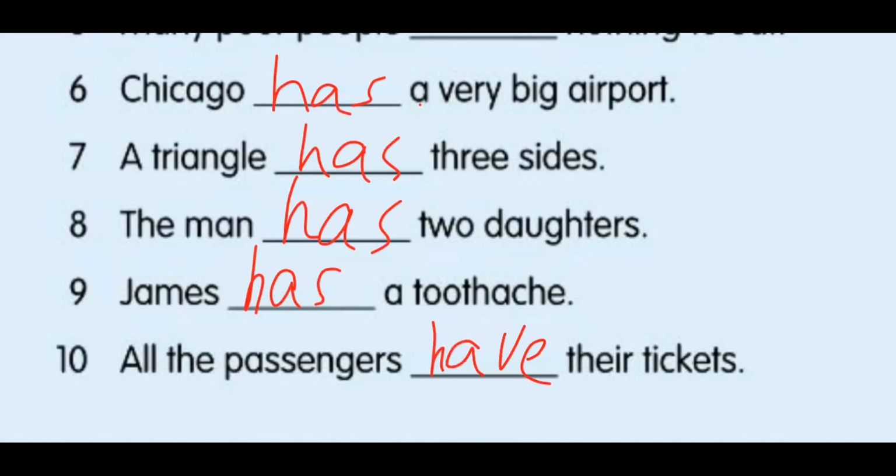Yes, read out. Read out the Chicago sentence. Chicago has a big airport. A triangle has 3 sides. The man has 2 daughters. James has a toothache. All the passengers have their tickets. Yes, I want somebody else to read these sentences once again. Then we'll proceed further.